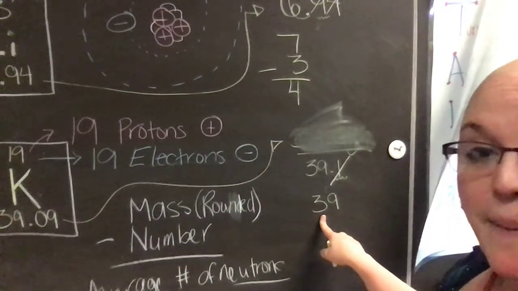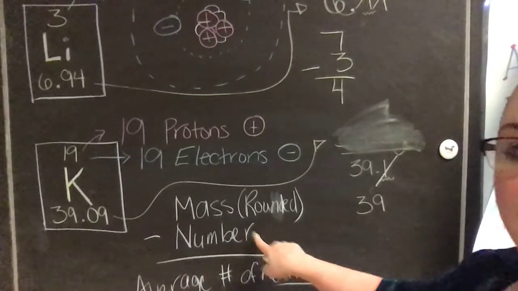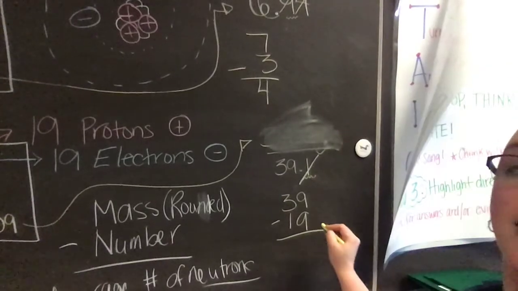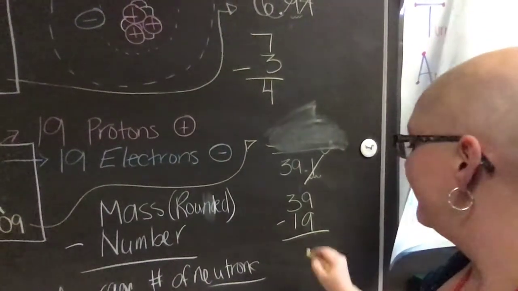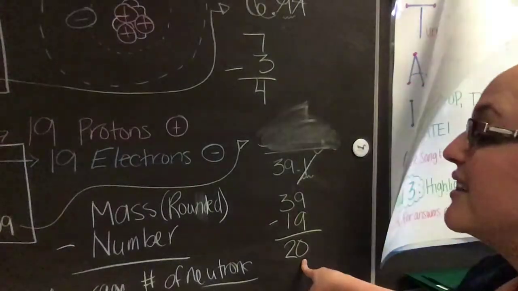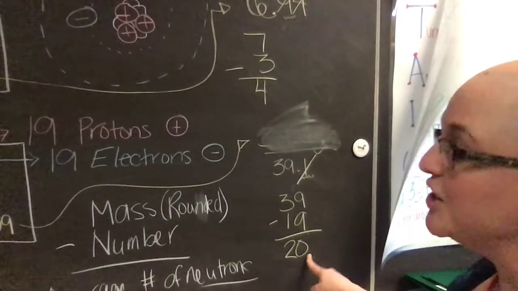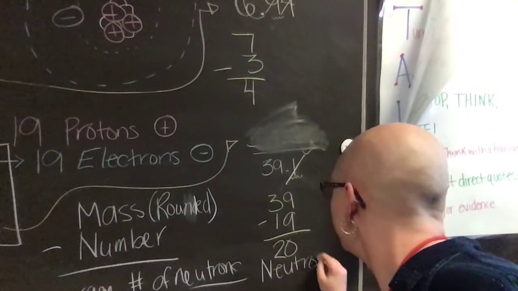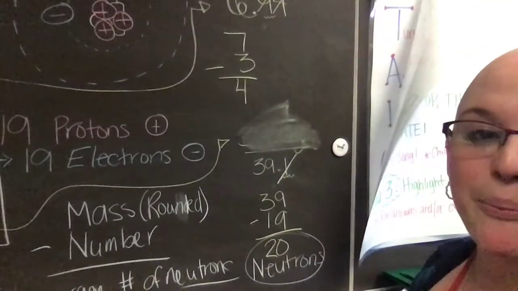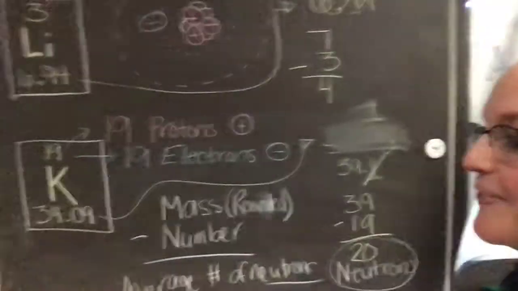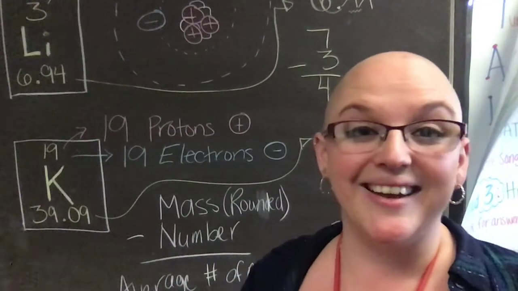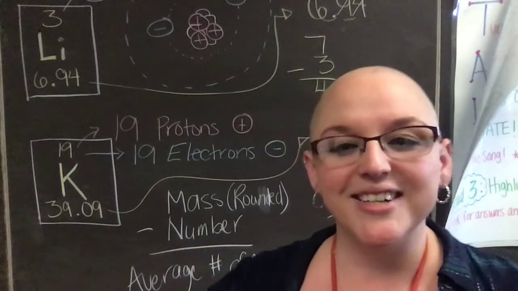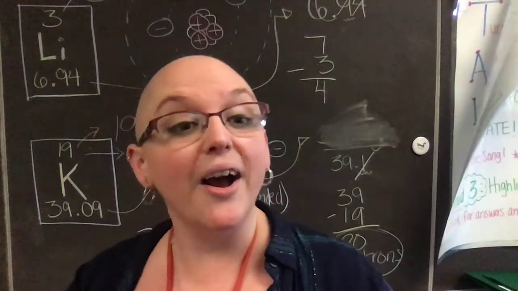Now I need to take my mass, rounded, 39, minus the number, 19. 39 minus 19 is 20. That means that there is an average of 20 neutrons per potassium atom. All right, my friends, this has been a quick review of how to read and calculate from the elemental squares to figure out what those elements and atoms are actually made of.